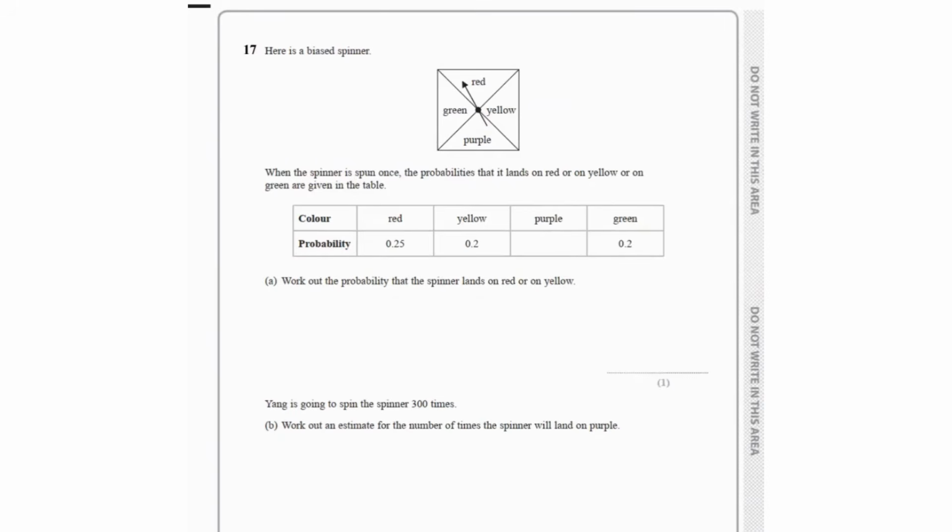Then probability with the table. It says when the spinner is spun once, the probabilities that it lands on red or on yellow or on green are given in the table. Work out the probability that the spinner will land on red or on yellow. So they've already given us the probabilities for those. When it says or, it means plus. If it says and, that means multiply. So 0.25 plus 0.2. That's 0.45. That's your answer.